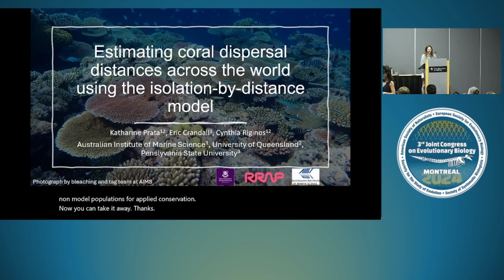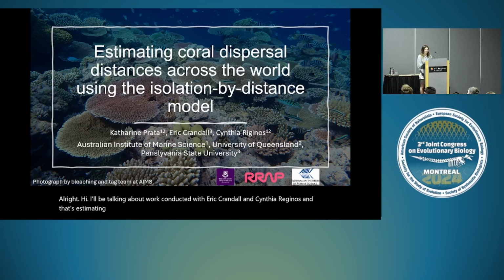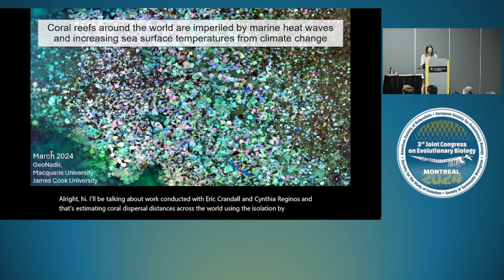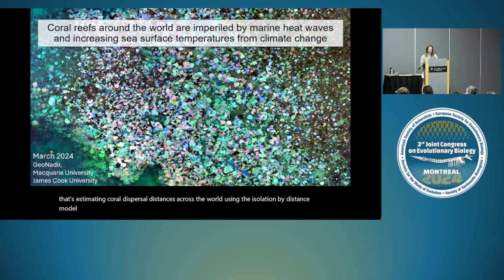All right. Hi, I'll be talking about work conducted with Eric Crandall and Cynthia Reginos, estimating coral dispersal distances across the world using the isolation by distance model. So coral reefs around the world are imperiled by marine heat waves and increasing sea surface temperatures from climate change. And these events are happening right now, and this was the 2024 bleaching event on the Great Barrier Reef in March.